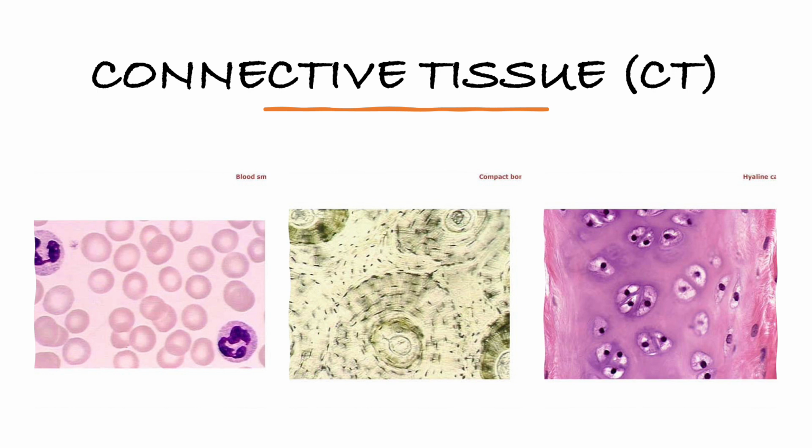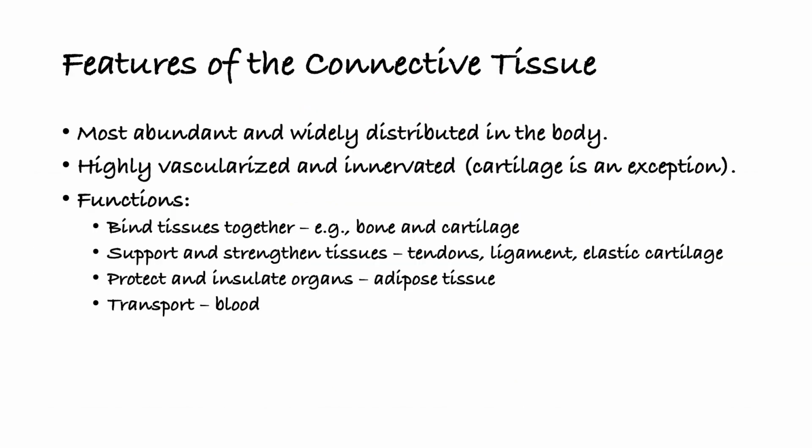It's just been a very crazy year and semester. So this will be a continuation of the histology topic. We're on to connective tissue. From this slide, you can see the different types of tissues that we have, which I will be talking about today. We have blood, compact bone, and hyaline cartilage.